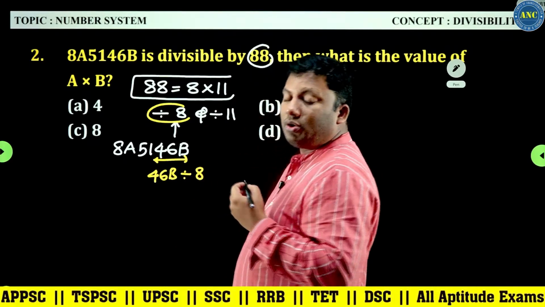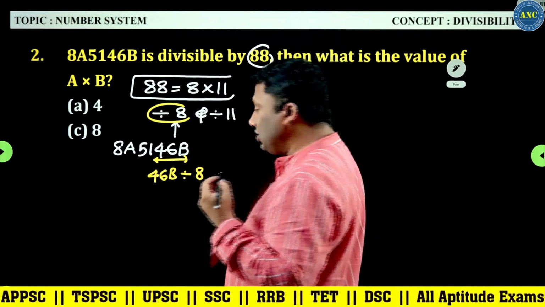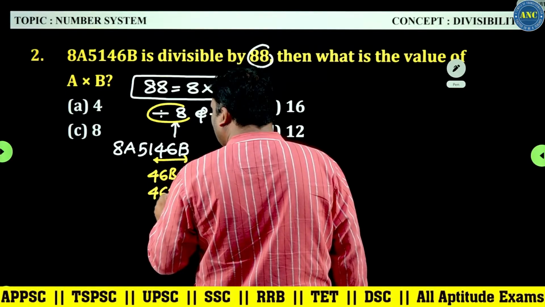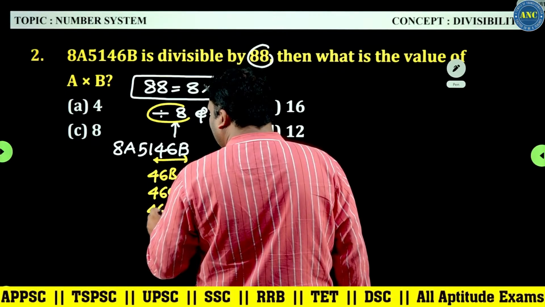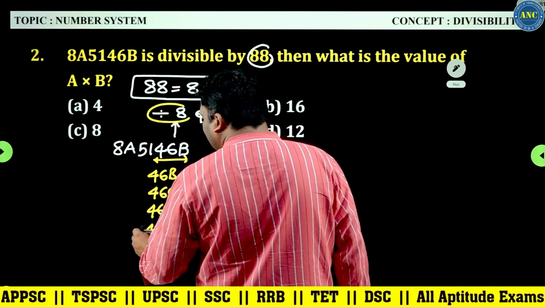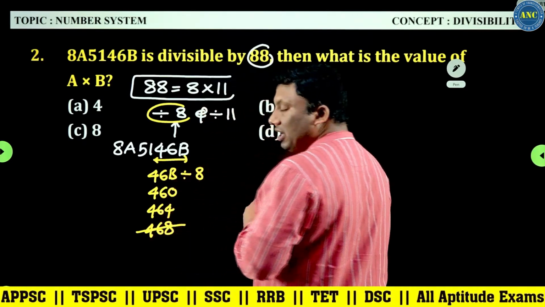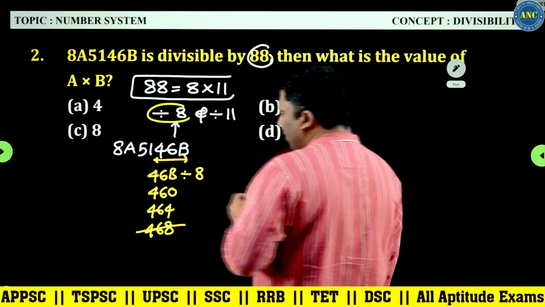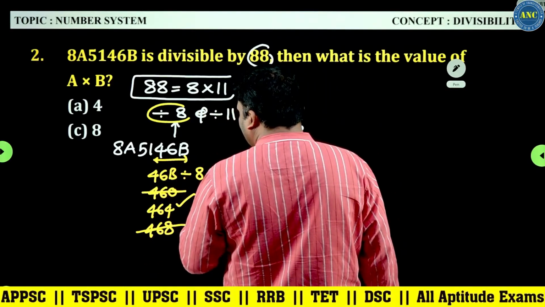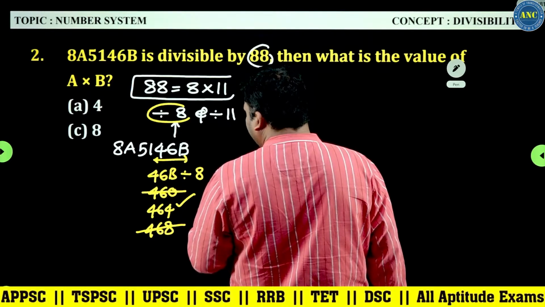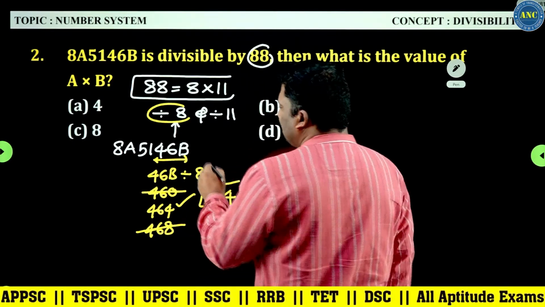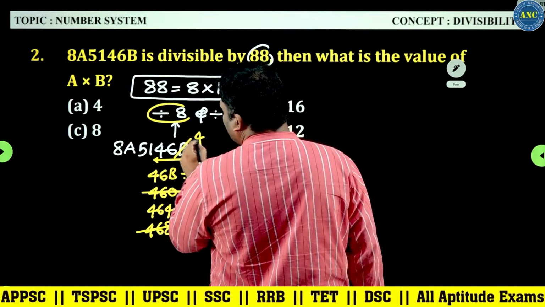For this number to be divisible by 8, first it should be divisible by 4. What are the cases? Last 2 digits should be divisible. 460, 464, 468. 8 5s are 40, 68, it is not divisible by 8. So the answer we got: B value is 4. So this is 4.